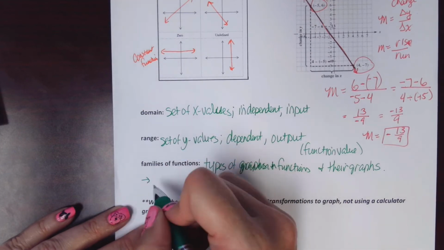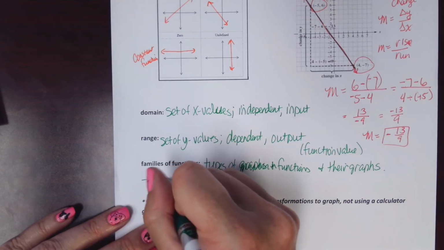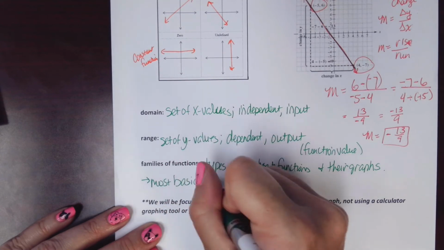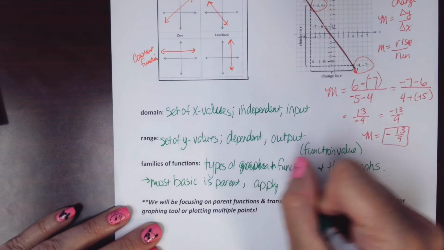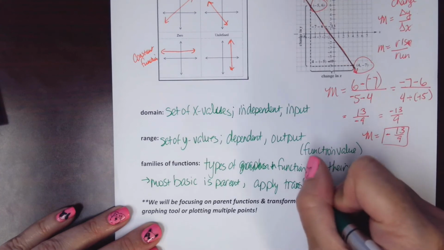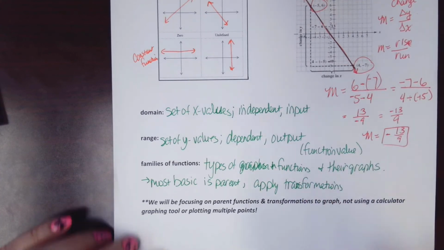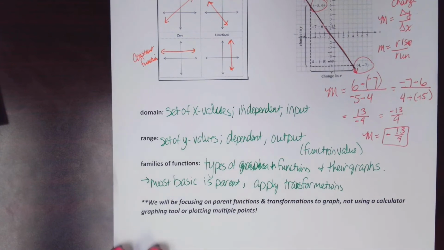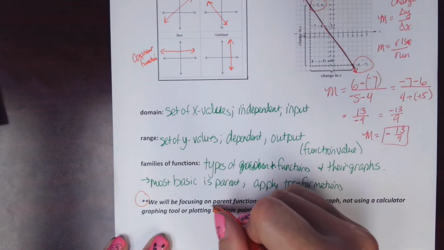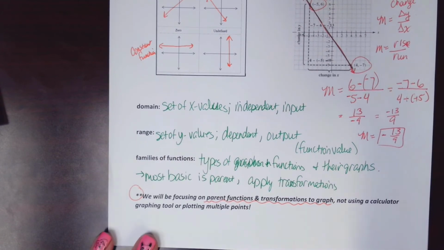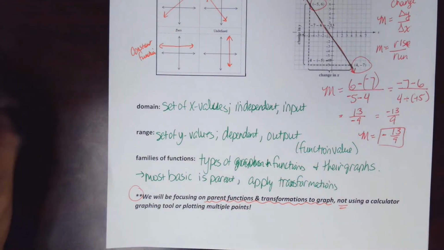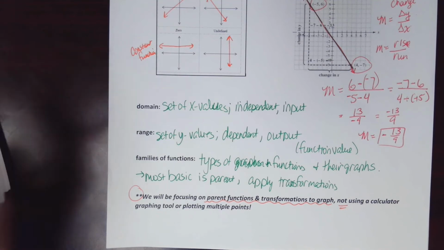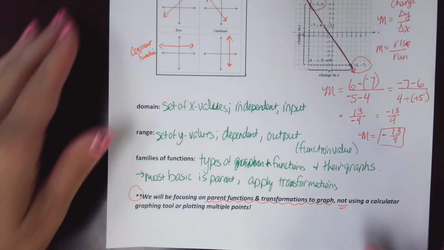The most basic of each family is the parent function. Then you apply transformations. Now we're going to be focusing, again, I said this once, we're going to say it again, on parent functions and transformations when we graph, not on using a calculator graphing tool or plotting multiple points. That should make you take a huge sigh of relief because it's a lot less work intensive. Alright, here is how it is going to work.